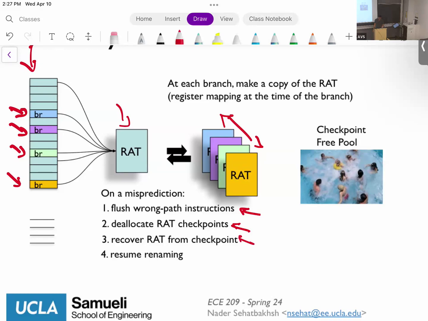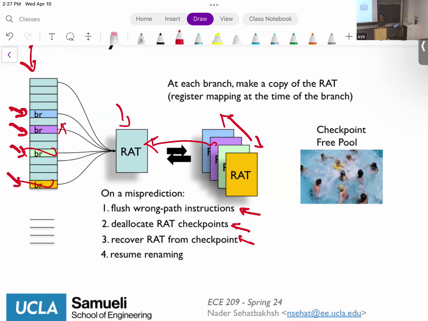So for example, let's say this was the misprediction. We get rid of this, and then we recover from this purple one, and this would be the RAT that we need to use, and then we resume from there and continue. Okay, so that's the idea.